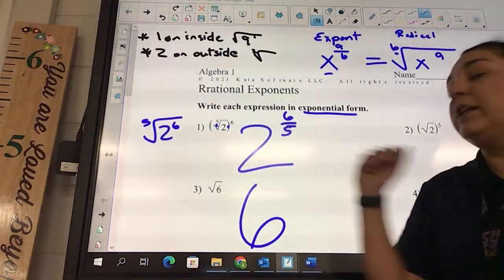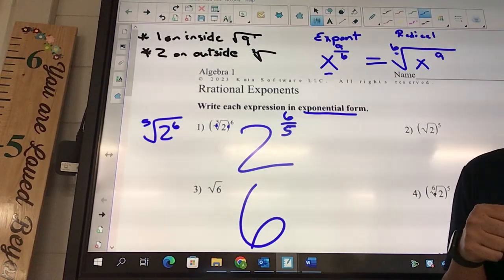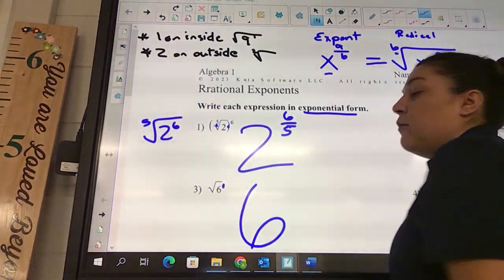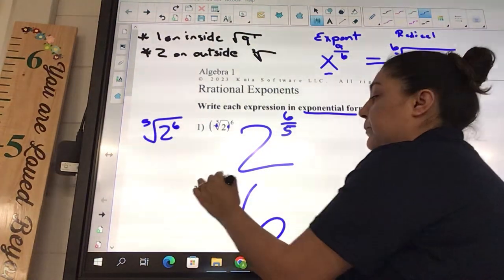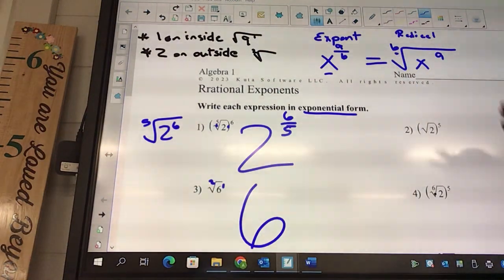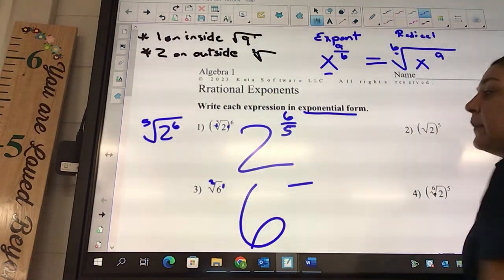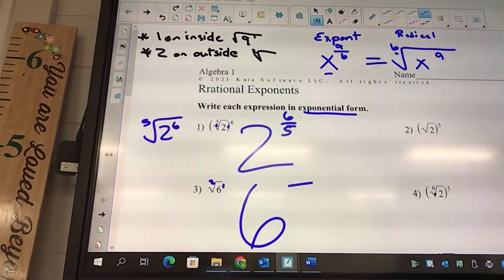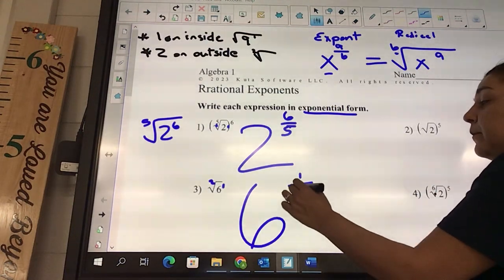If there's no number on the inside, what is it? A 1. If there's no number on the outside, what is it? A 2. Okay, so what is our exponent going to look like? Which one's going to go on top? 1. Which one's going to go on the bottom? 2.